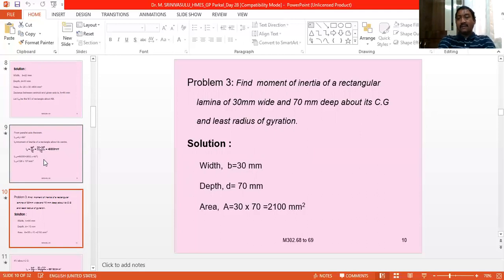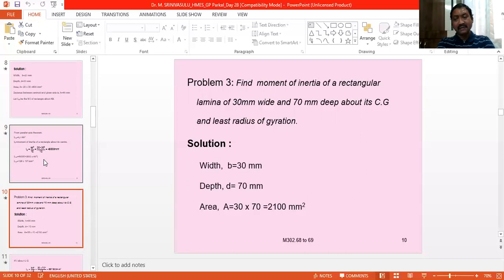So this is the problem on a rectangle. Here he has given the width and depth of the given rectangular lamina, and asking us to find out the MI about the CG. CG is nothing but the centroid. So sometimes they may mention CG or centroid, both are same.